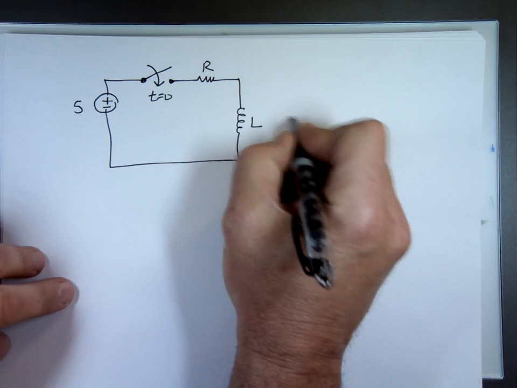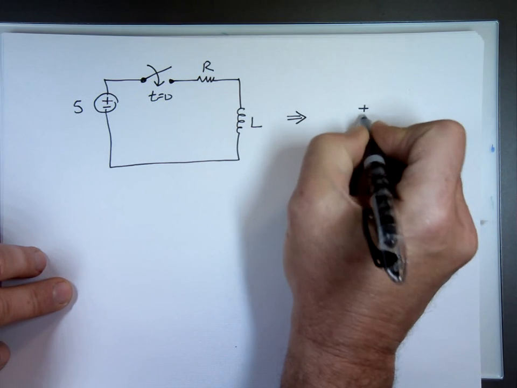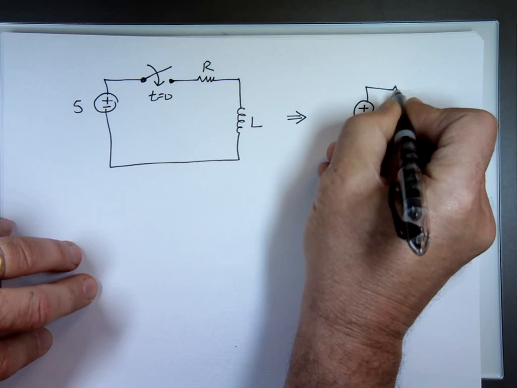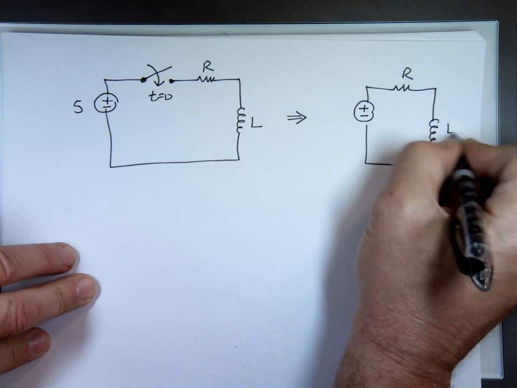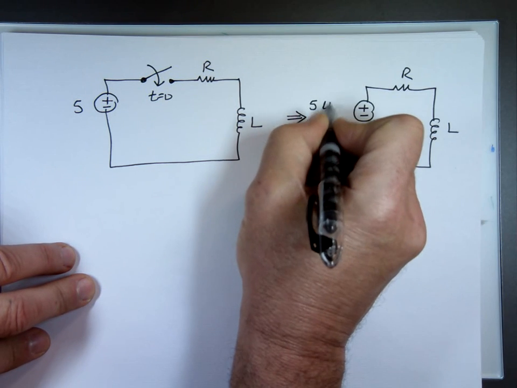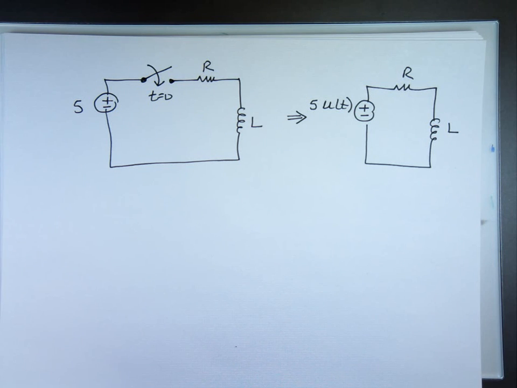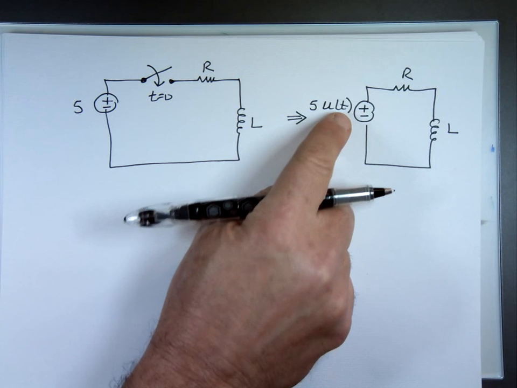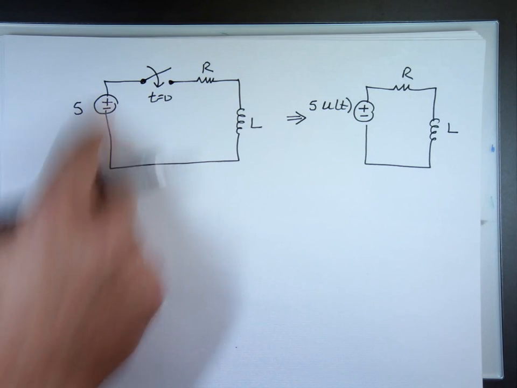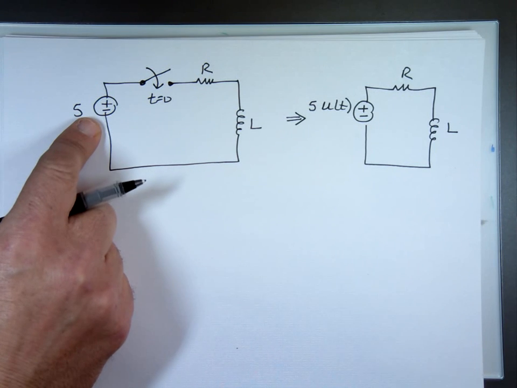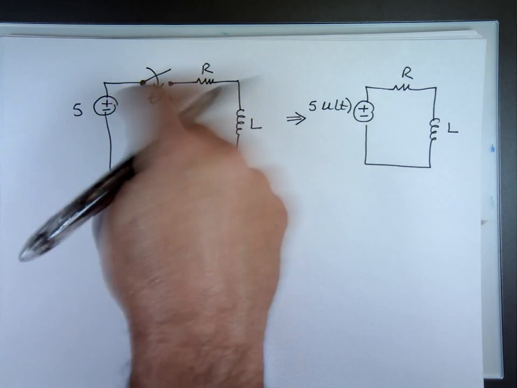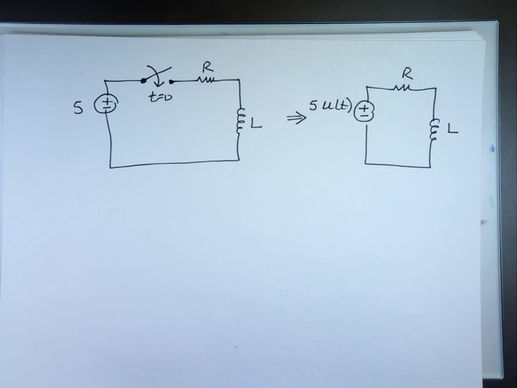So isn't that equivalent to having a source that looks like this? And the source now is 5 u sub t. When t is less than 0, this is 0, 5 times 0 is 0. That's the same thing as this, has no factor. When t is greater than 0, this is 5, and what's this one? 5. So instead of drawing these switches there, you're going to see us probably use the unit step function. That's why we're interested in that.